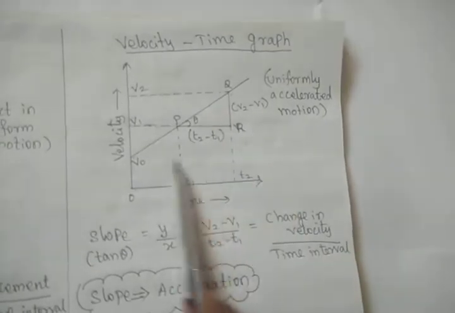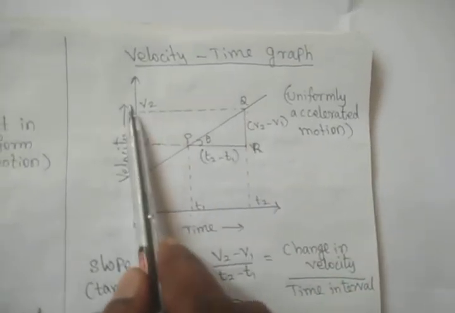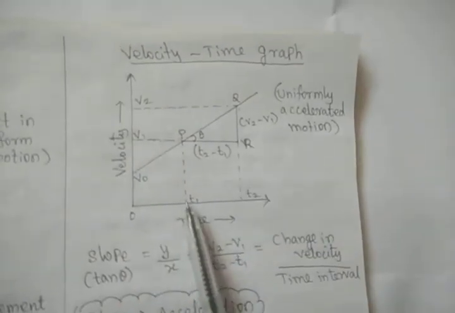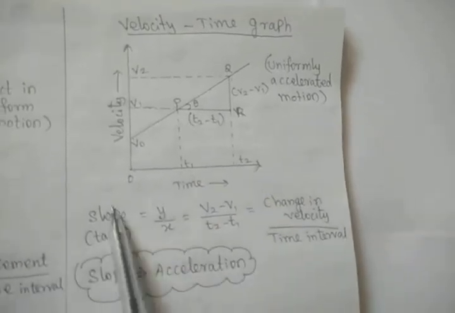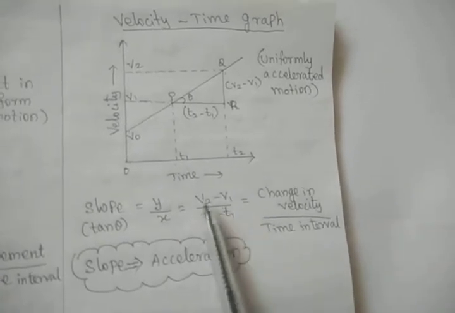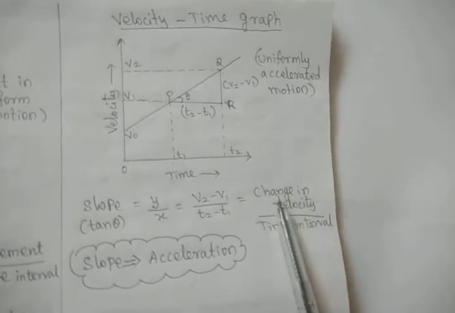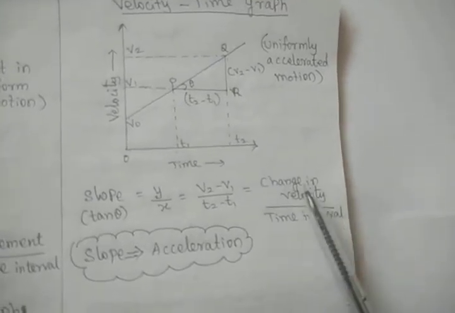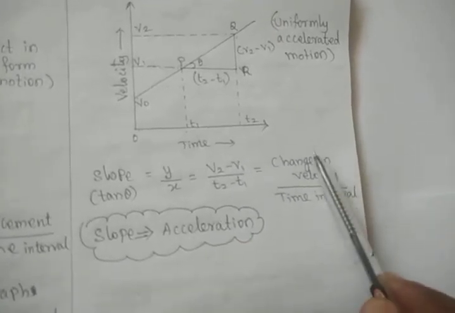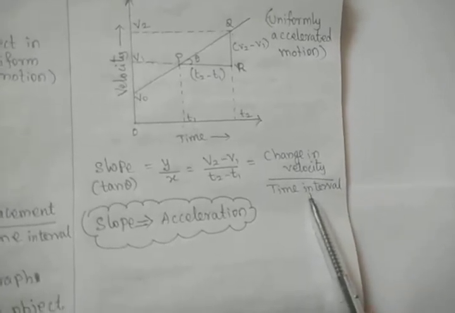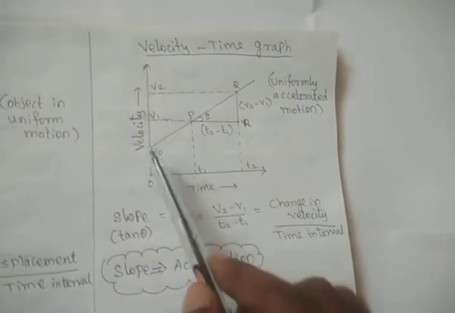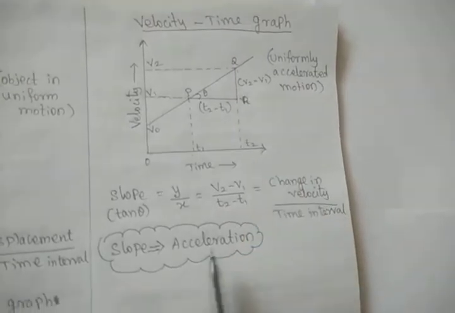If you take the slope of this line, Q represents the final velocity V2 and R represents the initial velocity V1 at the time intervals T1 and T2. So what is the slope? Y by x, it is V2 minus V1 by T2 minus T1. That is the change in velocity, final velocity minus initial velocity. The change in velocity by time interval gives acceleration. So the acceleration of the body is defined as the change in velocity by time interval, very simply, the rate of change of velocity. Hence in the velocity-time graph, the slope represents acceleration.